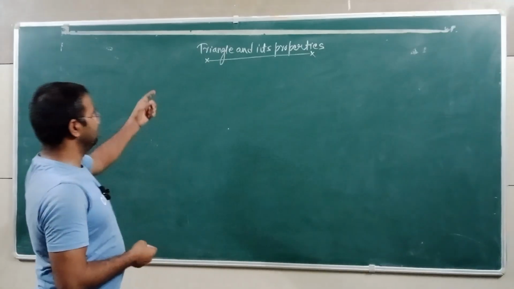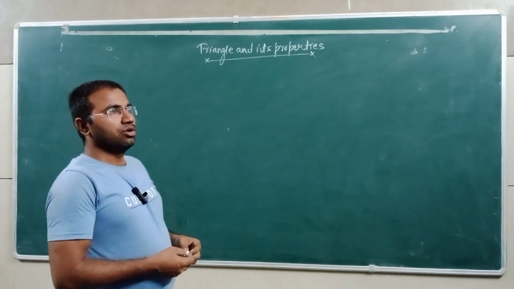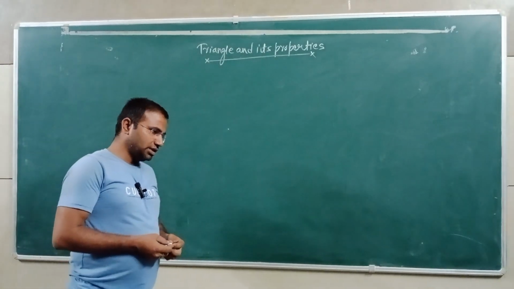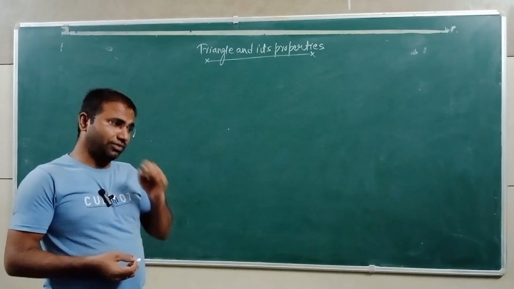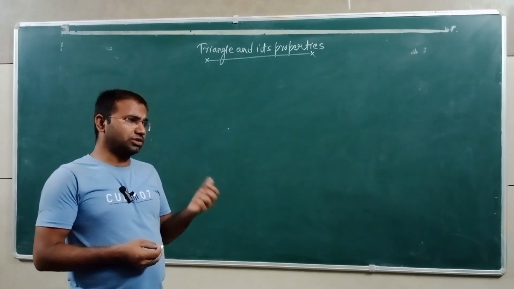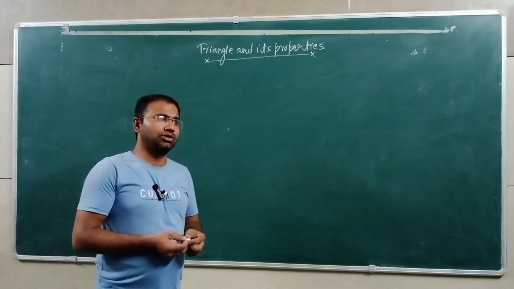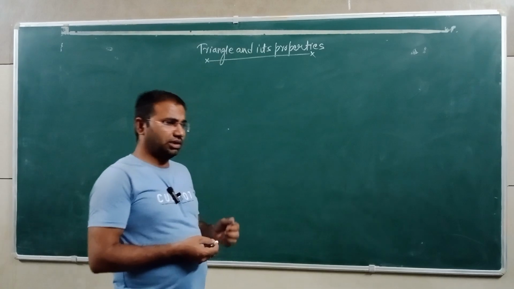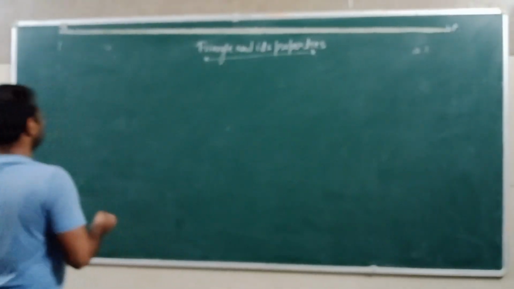See here what is written. Triangle and its properties. So today we are going to learn what is a triangle and what are its properties. As you know about the triangle from your previous classes, there are three sides and three angles. You had learned how to find the perimeter of a triangle by taking the sum of all sides. So let us see what is a triangle.